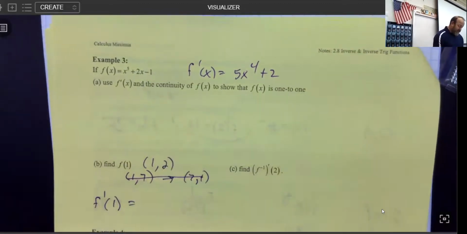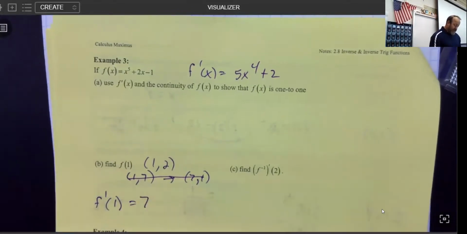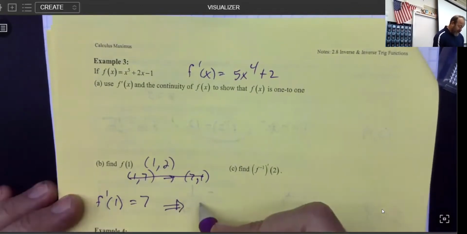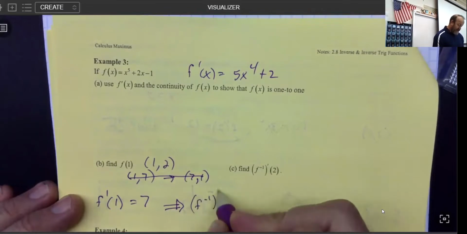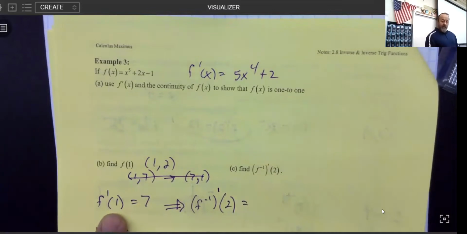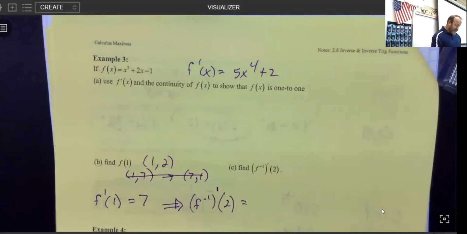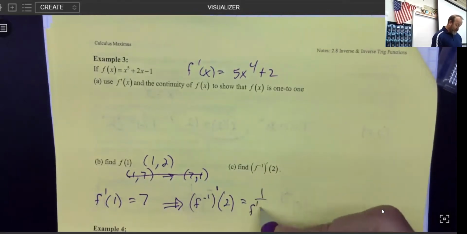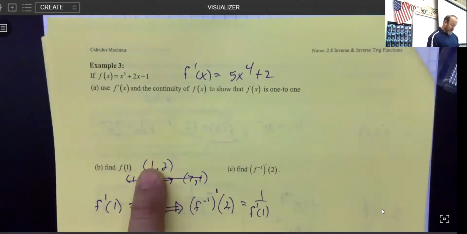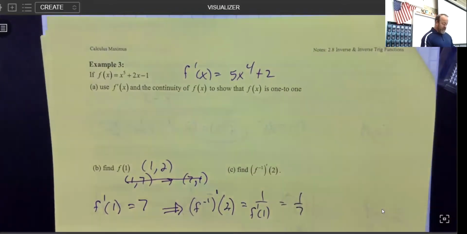So what happens is if I want to find f prime of 1, that would be 7. That means, according to how inverses work, if I wanted to find f inverse prime at 2, I would look at the corresponding value because the inverse switches them. And I would actually do 1 divided by f prime of 1. So even though I'm asking about 2, I have to look at the original problem at 1, which was 7. So I would have a value of 1/7.